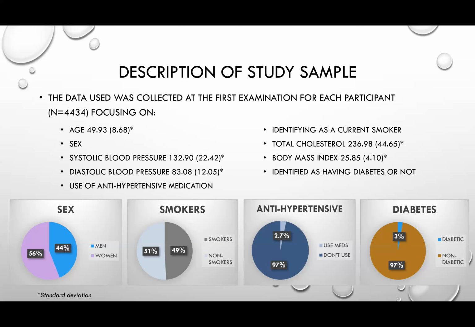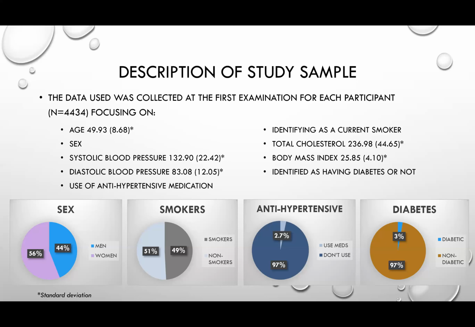Diastolic blood pressure 83.08 with a standard deviation of 12.05. Use of antihypertensive medication. Again, look at the pie chart. It was 27% that used the medication, which was very low. Identifying as a current smoker. Smokers were 49%, non-smokers 51%.